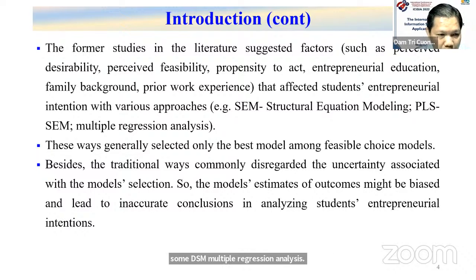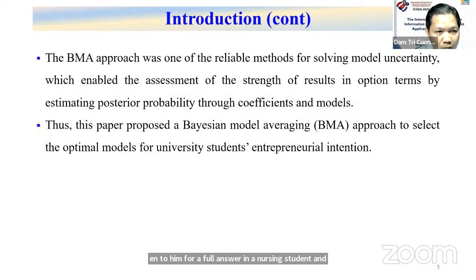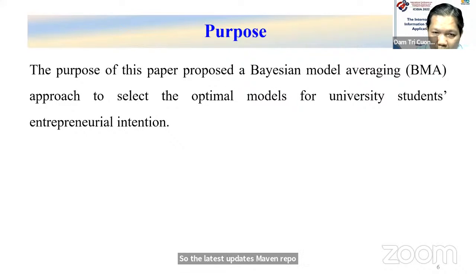However, these approaches generally select only the best model among suitable choice models. Besides, the commonly disregarded issue is the uncertainty associated with the model solution. So the model estimate of the outcome may be biased and lead to incorrect conclusions in analyzing student entrepreneurial intention. BMA is one of the reliable methods for showing model uncertainty, which enables the assessment of the chain of resources in option terms by estimating both posterior probability of coefficient and model. This paper reports a Bayesian model approach to select the optimal model for university student entrepreneurial intention.